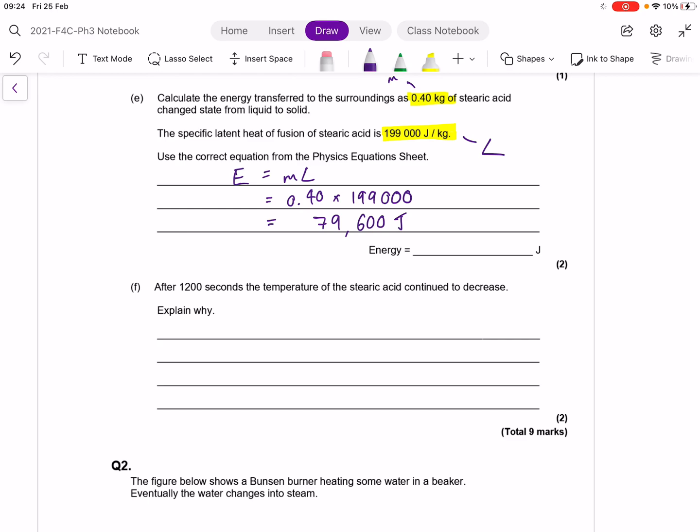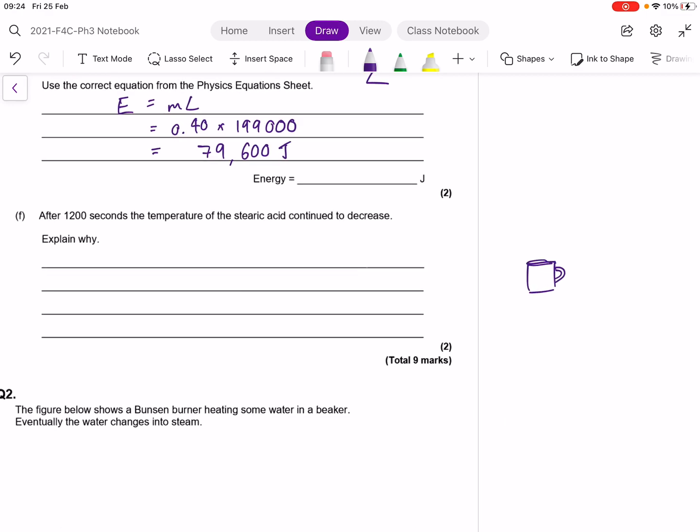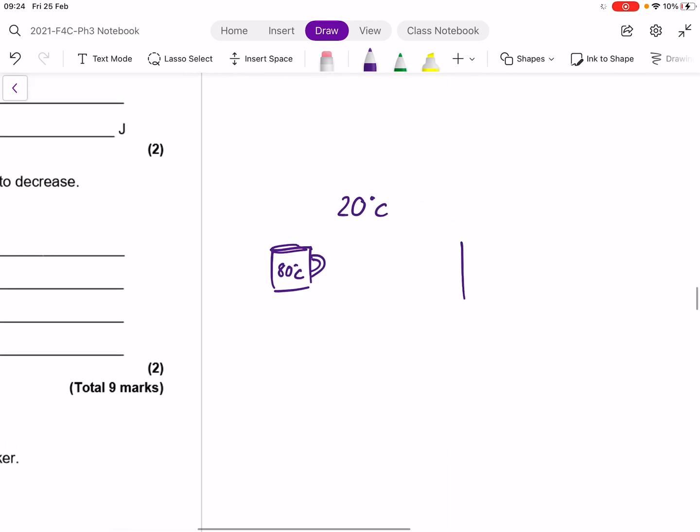After 1200 seconds, the temperature continues to decrease. Explain why. Well, think about why anything changes temperature. If I had a cup of coffee in a room, and let's say the coffee is at like 80 degrees, and the room is at 20 degrees, you all know that the coffee is going to cool down. What about if I had a really cold drink? Something like a glass of lemonade with some ice cubes in it, and so it's really cold. And let's say that the temperature of this is only 10 degrees. What will happen to its temperature?